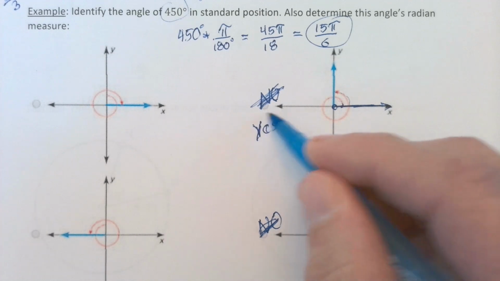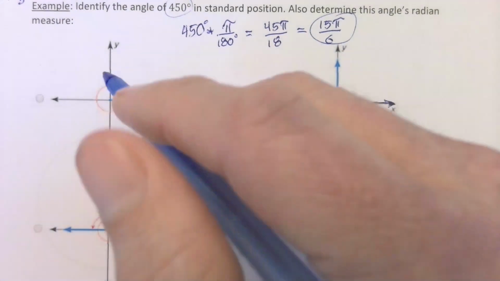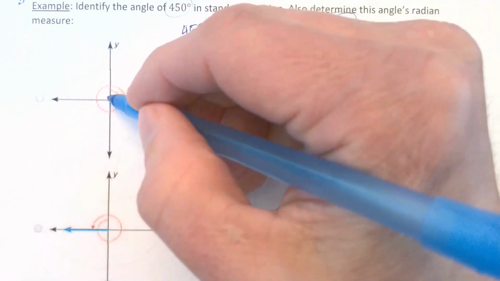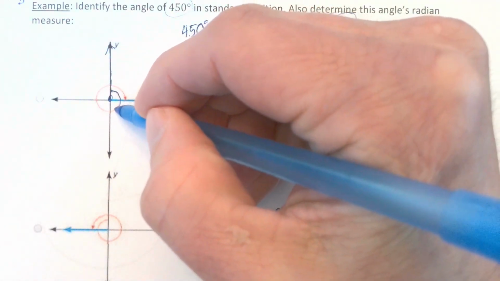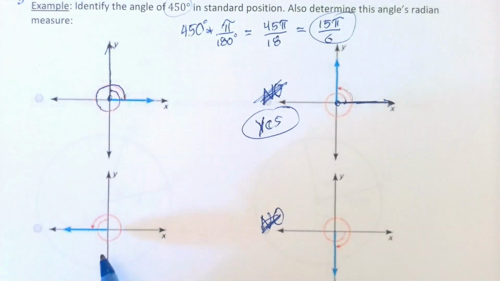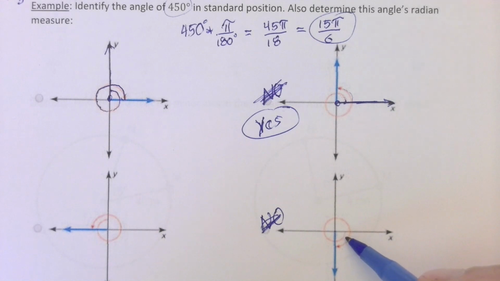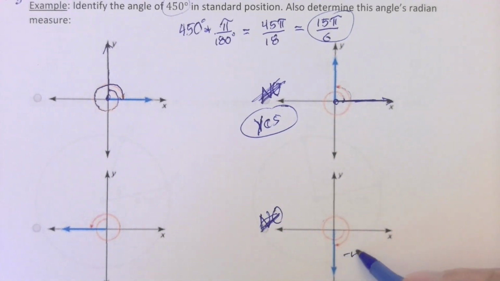You might want to look at the rest of those to determine why they're not right. For example, this is the one I had in mind. Its initial side is here. The rotation starts from here on the y-axis. That's not standard position. And neither is this one. And this one actually rotates clockwise. So that's what negative 450 degrees looks like.